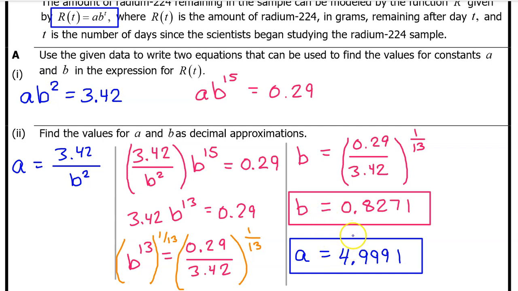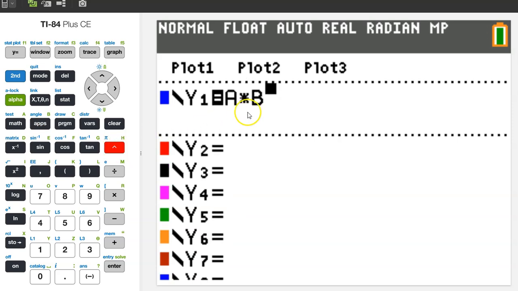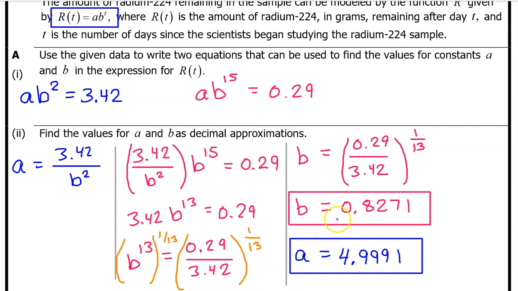If we were going to move on from here to part B, we would have to enter model R as Y1 using the values of A and B we just found. We do not want to lose any accuracy, so we will not be using any rounded values of A and B. Since we stored the full values of A and B as letters A and B, right now we can just type in alpha A times alpha B to the t power, but we have to use x.